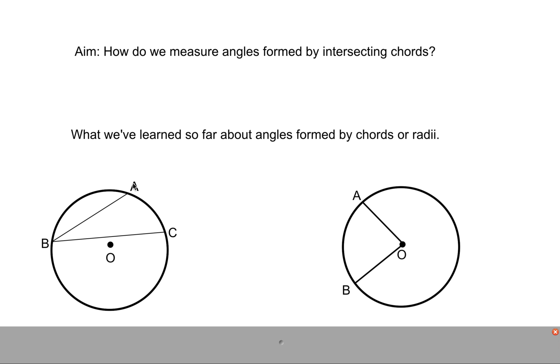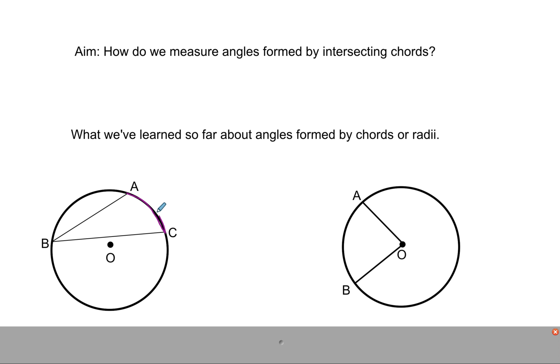We learned that an inscribed angle, namely angle ABC, is an inscribed angle. Why? Because its vertex is on the circle. Notice how angle B has a vertex that's on the circle. What is the intercepted arc? Well, the intercepted arc is none other than this arc right over here, arc AC.